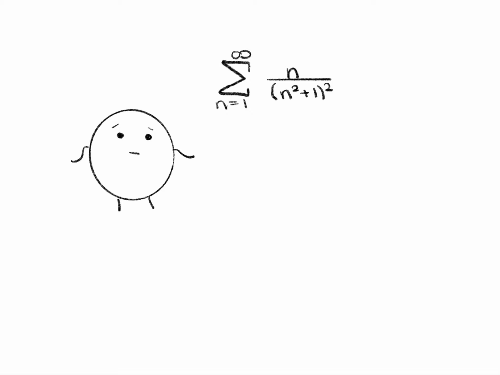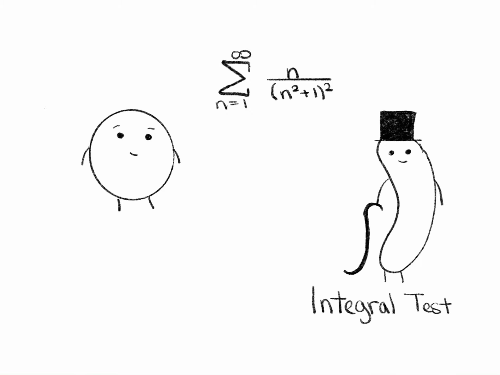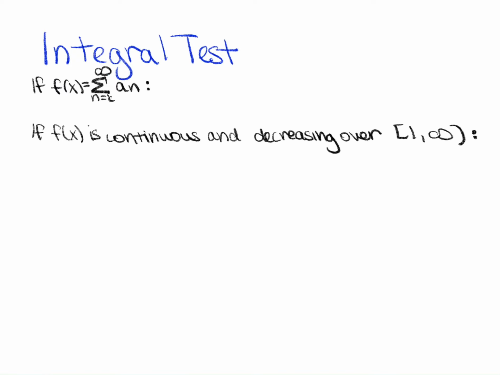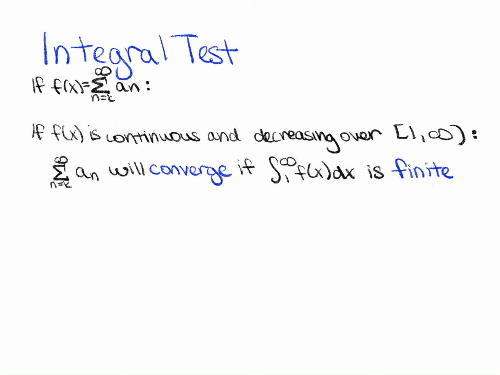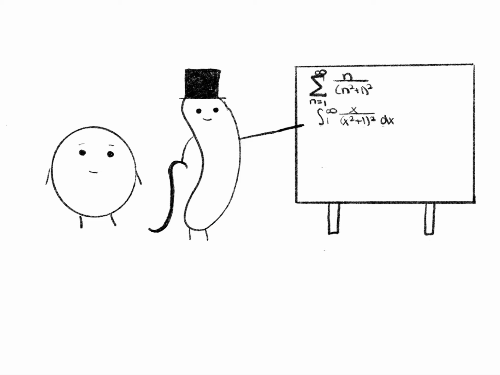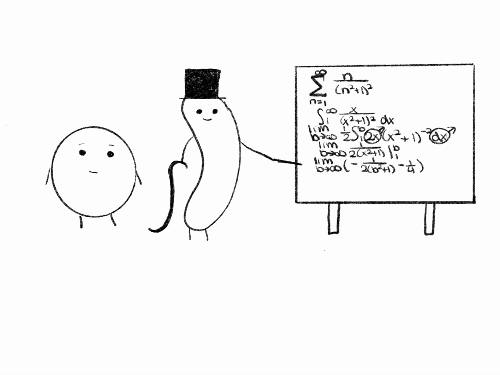For our fifth customer, we set him to the integral test. The integral test only treats customers if they are continuous and decreasing over the interval 1 to infinity. The series will converge if the improper integral value is finite and will diverge if not finite. This series has a finite improper integral value and therefore will converge.